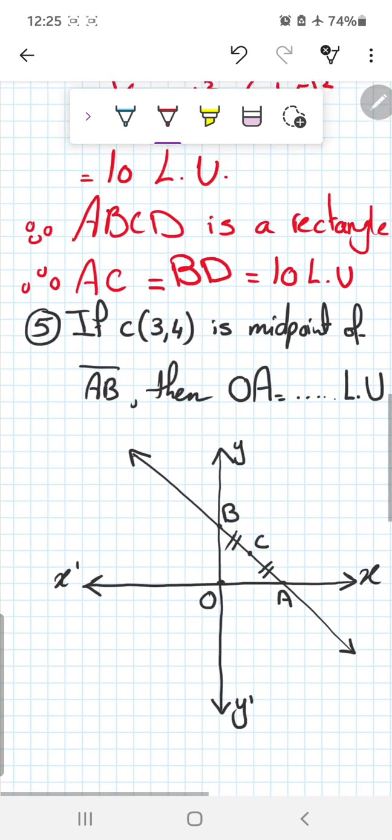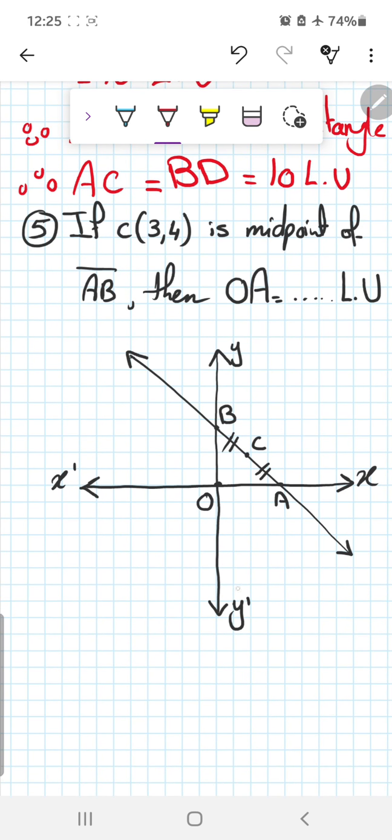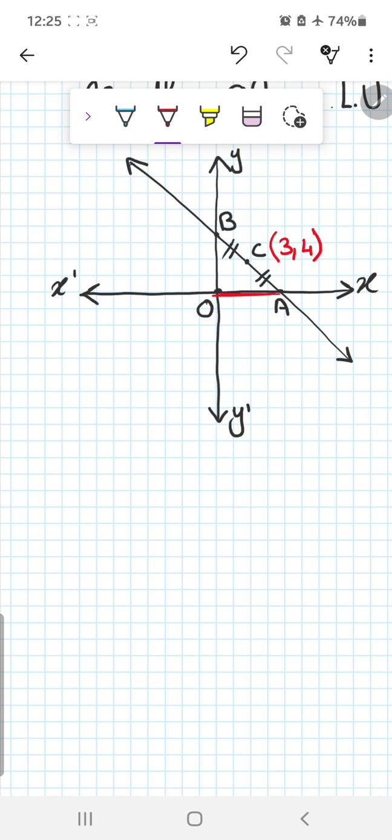Okay, number 5. In the opposite figure, the coordinates of C are (3, 4), and C is the midpoint of AB. Find the length of OA. Here the coordinates of A will be (A, 0) because A belongs to the x-axis, so we don't have the value of y. Similarly, B belongs to the y-axis, so its coordinates are (0, B).